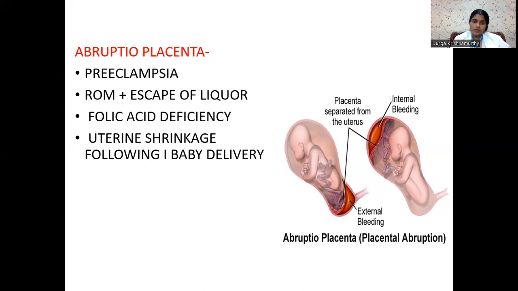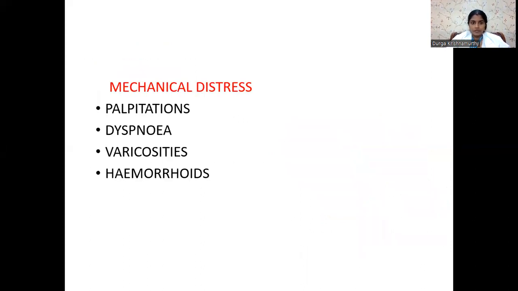Another cause of abruptio placenta may be the associated folic acid deficiency. So once abruption has taken place, it is an obstetric emergency. It usually leads to the delivery of the baby. Now, what are the mechanical distresses which are present during pregnancy? Palpitation, dyspnea, varicosities, hemorrhoids.